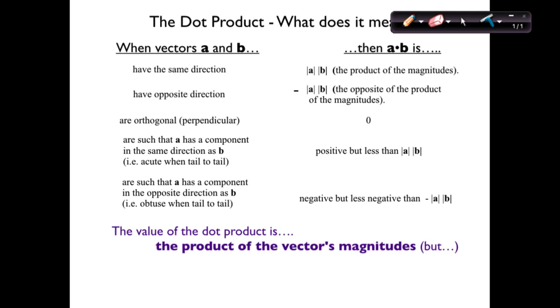So the value of the dot product is the product of the vectors' magnitudes, but only as much as the vectors are in the same direction. That's the conceptual idea behind the dot product. The product of the magnitudes, but only as much as they're in the same direction. If they're not at all in the same direction, 0, right? Orthogonal, 0.